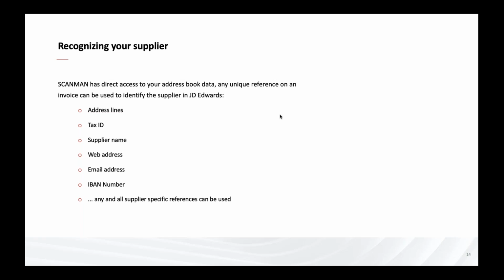For example, we can use the supplier name, address line, tax ID number, email address, web addresses, or any other unique reference on the invoice that is stored within your EnterpriseOne database and is also mentioned on the invoice sample. It's not a matter of selecting a single identifier. We can build a hierarchy here where the system will first look for an address line or a tax ID, followed by the supplier name, followed by the web address.